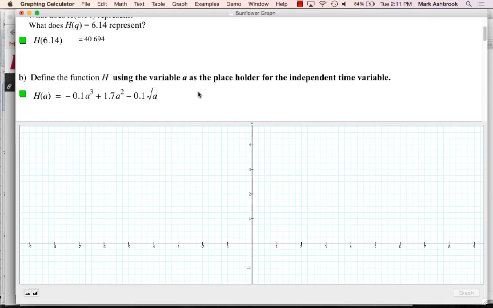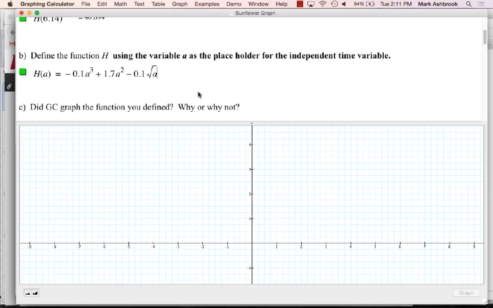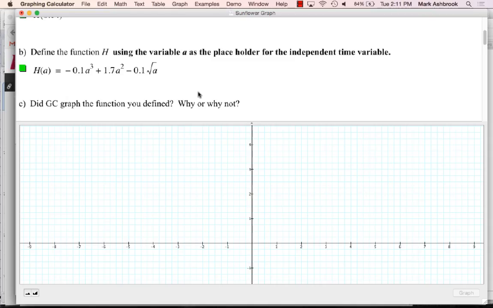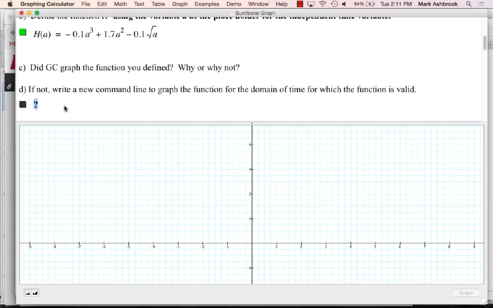Okay. Did it graph anything? Question C. It didn't graph anything. Why not? It's supposed to graph it, right? It's a graphing calculator. Why didn't it graph it? y and x are prompts to graph. All this did was define that function h. So we could use that function h like we saw up above, but this is not telling it to graph. So how do we graph this function now? I want you to write that command line to graph that function for the specified interval, 0 to 10 days. Graph that function.